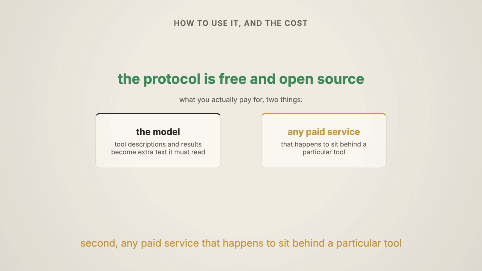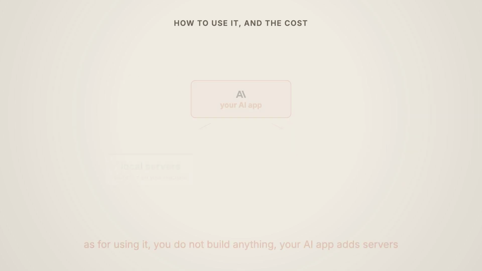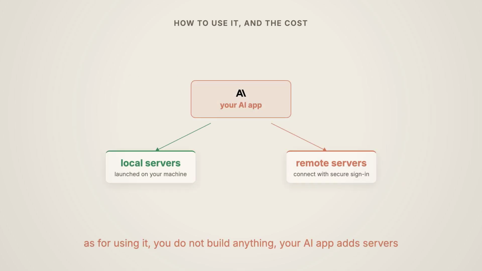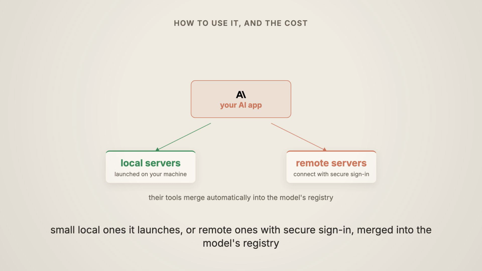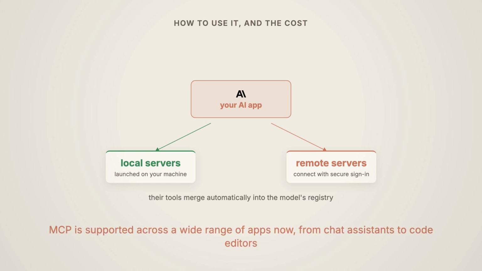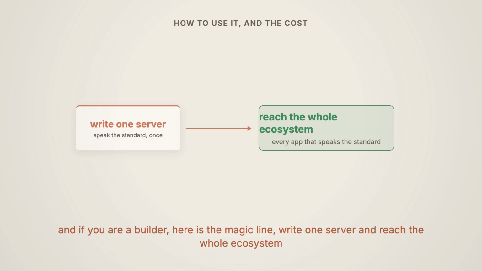As for using it, you do not build anything yourself. Your AI app adds servers, either small local ones it launches on your machine, or remote ones it connects to with secure sign-in, and it automatically merges their tools into the model's registry. MCP is supported across a wide range of apps now, from chat assistants to code editors. And if you are a builder, here is the magic line. Write one server and reach the whole ecosystem.